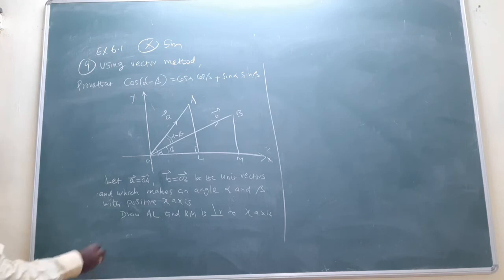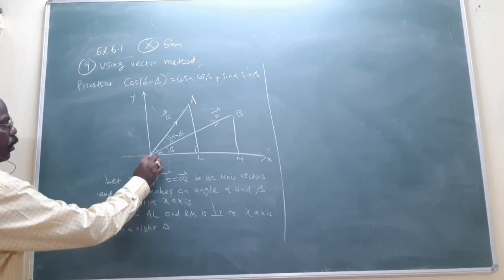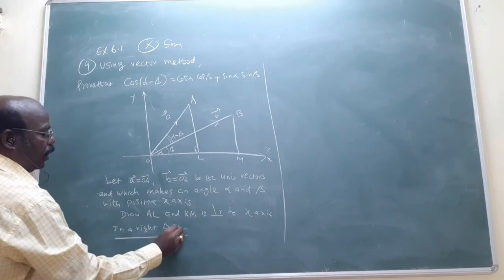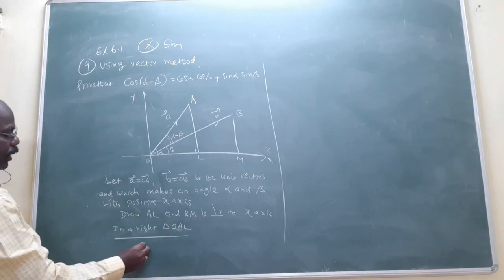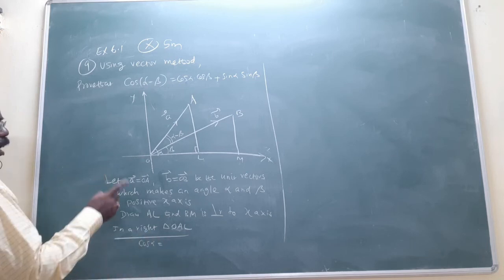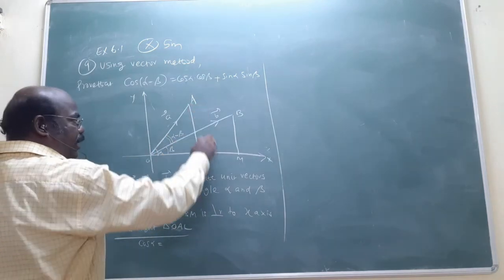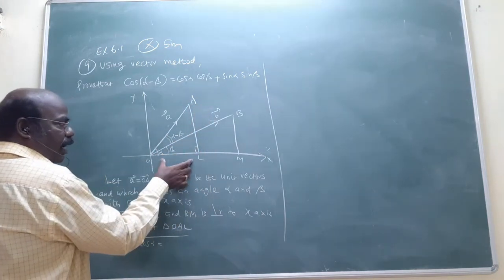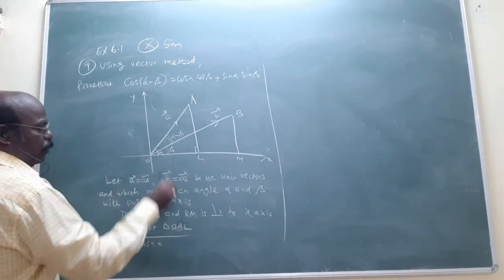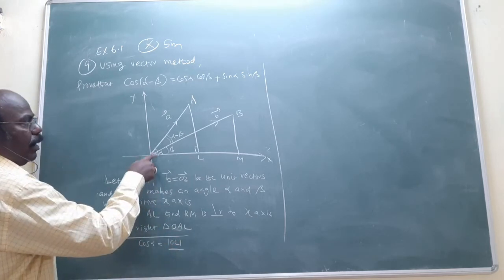Now, in the right triangle OAL, consider cos alpha. Cos alpha is what? Adjacent by hypotenuse. This is angle alpha. The opposite side is AL, this is adjacent, and this is the hypotenuse. That's why cos alpha equals adjacent by hypotenuse, OL by OA.